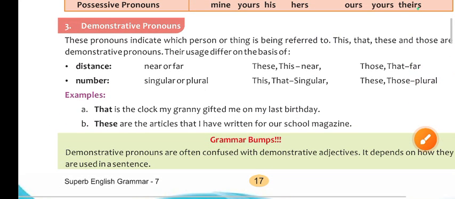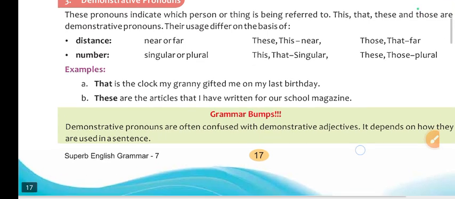Now, demonstrative pronouns. These pronouns indicate which person or thing is being referred to. This, that, these and those are demonstrative pronouns. Their uses differ on the basis of distance, like far and near. These, this, near. Those, that, far. And number, singular and plural. This is used for singular and those is used for plural.